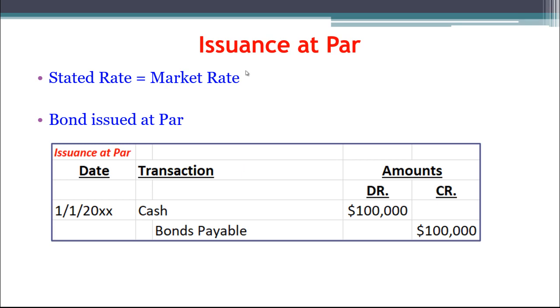So when we are recording the journal entry to issue the bond at par, this means that the stated rate and the market rate happen to be one and the same. It's the exact same rate. So we're issuing the bond at par. We're debiting the cash, let's say for $100,000. We're increasing our cash asset. And we're going to credit our bonds payable for that same $100,000 because we owe money. Bonds payable is a liability.